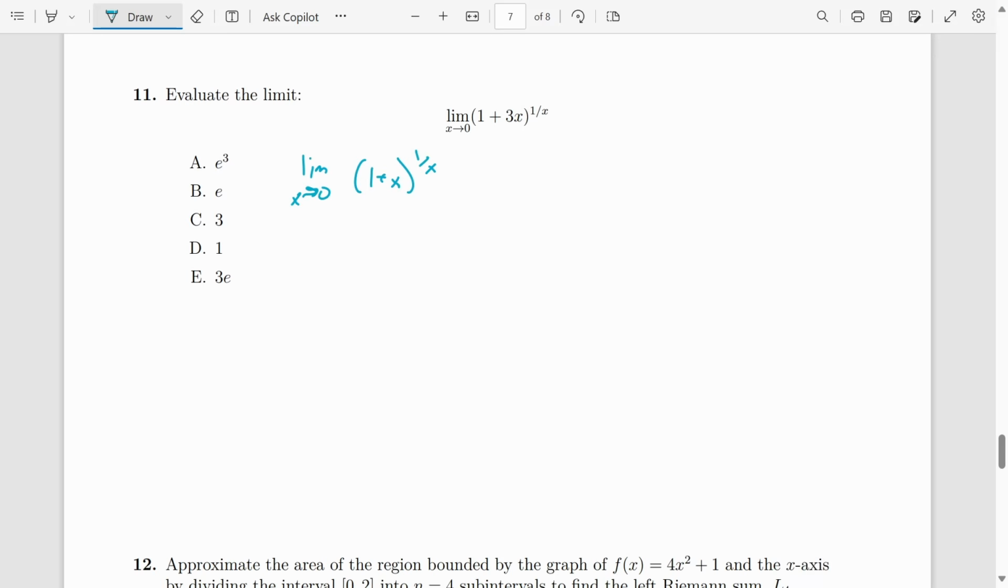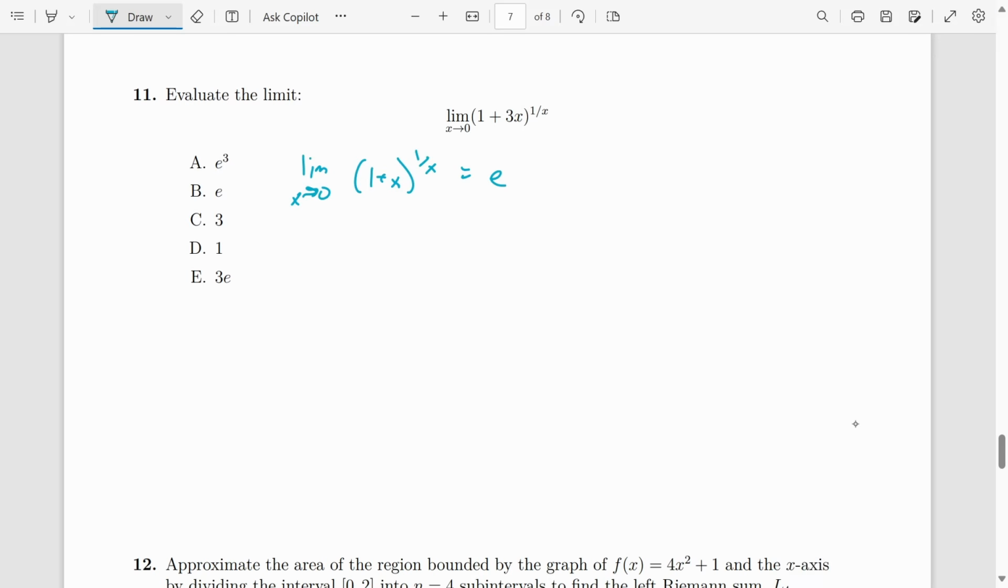This is really similar to what we have up here, but there's no 3 next to the x inside of the base. What this actually equals is e. I think they teach that in class. I remember I had a Calc 2 recitation question about this. So I think you're kind of expected to know it.